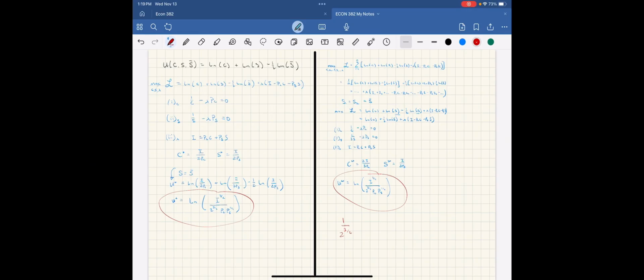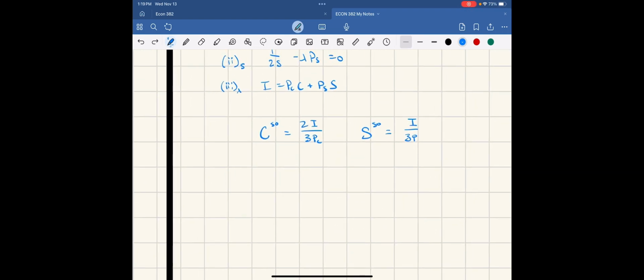The socially optimal amount is going to have... and so when we look at our utility that's socially optimal, we will get the log, and now this is where it's going to get gnarly, but we can handle gnarly, 2 times the income to the 3/2 over 3 to the 3/2 PCPS to the 1/2. So that's our utility for the socially optimal individual.